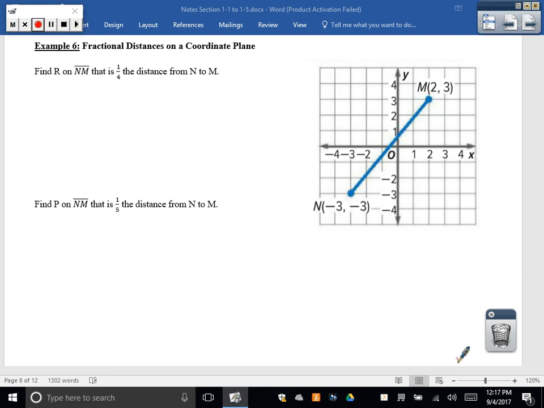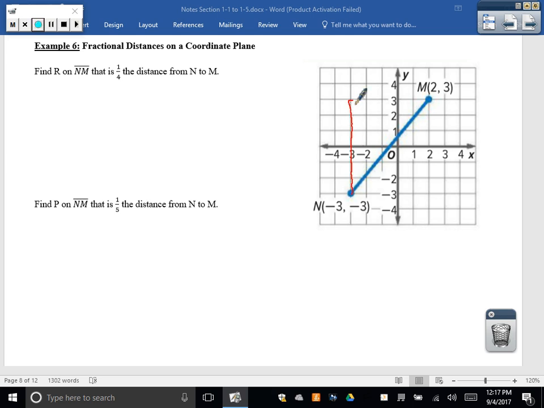Okay. So as I look up here, it says find R on NM. So here's NM right here, okay? R is somewhere on this line segment. So if you get an answer for R that's out in here or up in here, you've done something seriously wrong, okay? That is 1/4 the distance from N to M, okay? Man, how do I figure out 1/4 the way up this line segment? Well, here's what I'm going to do.